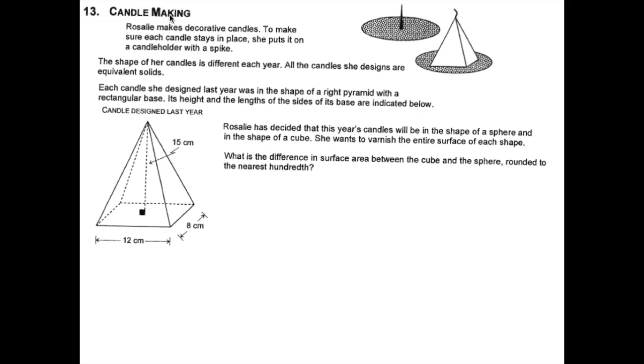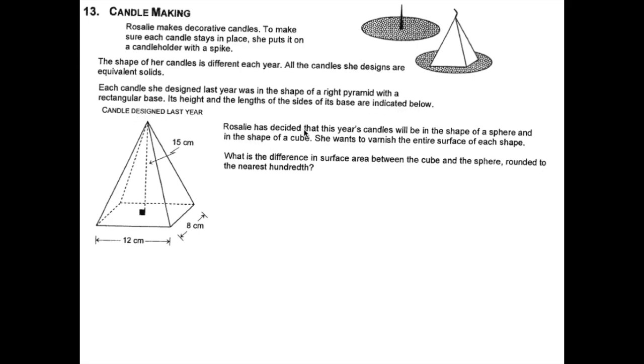Question number 13, candle making. Rosalie makes decorative candles. To make sure each candle stays in place, she puts it on a candle holder with a spike. The shape of her candles is different each year. All of the candles she designs are equivalent solids. Each candle she designed last year was in the shape of a right pyramid with a rectangular base. Its height and the lengths of the sides of its base are indicated below.